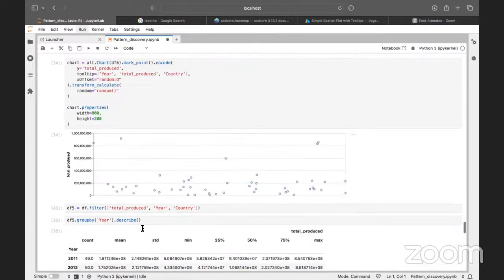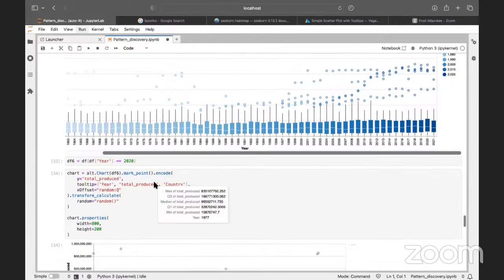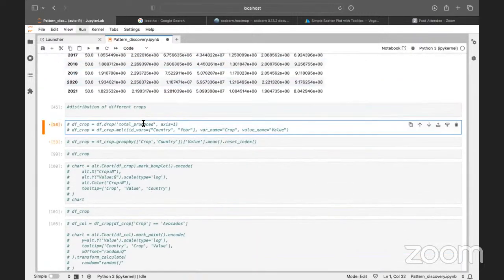So now we've looked at the distribution of the total produced column. We plotted box plots to understand the distribution across various years. Now we're also going to take a look at the distribution for the various crops. We want to know what crops consistently perform the best, like what's the distribution for the various crops? That's something that we also want to figure out. And so here I'm just defining a data frame that I'll be using.